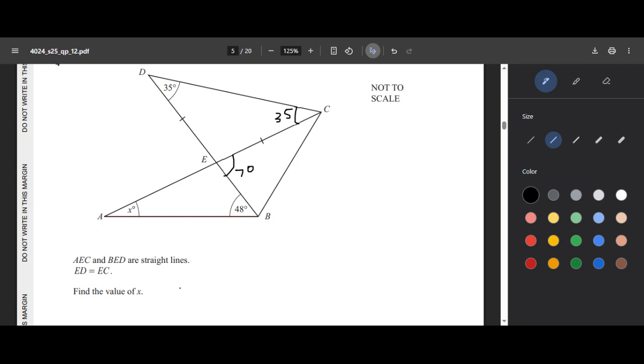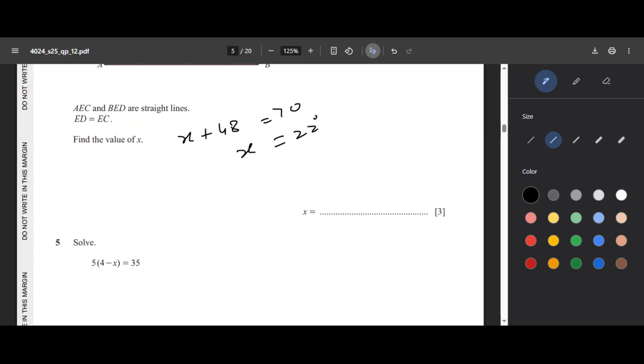So x plus 48 is equal to 70, and then x is equal to 22 degrees. That's it for this. 22 degrees here.